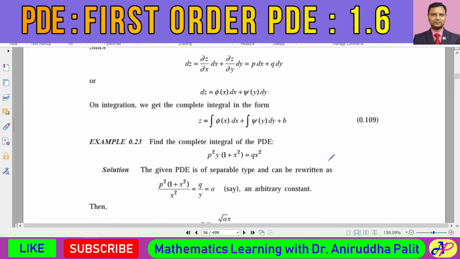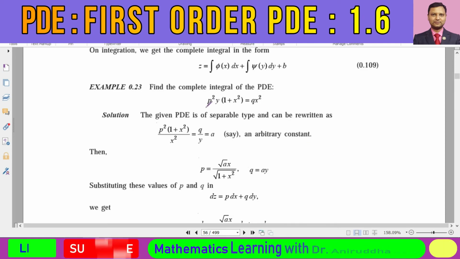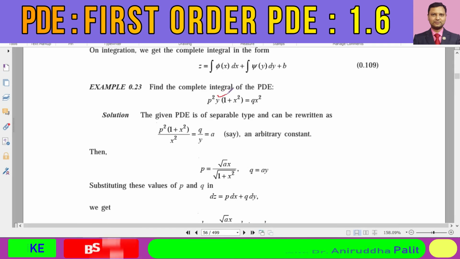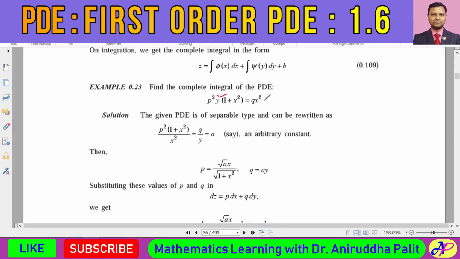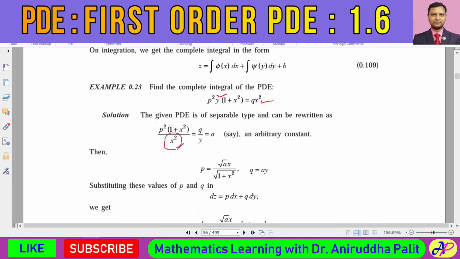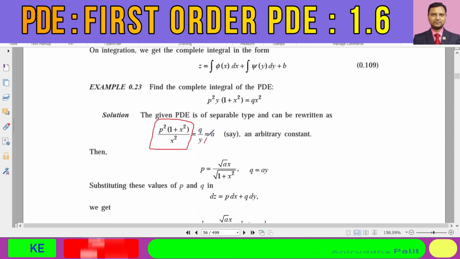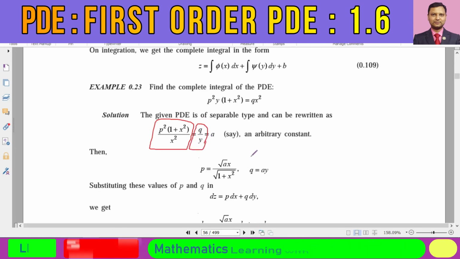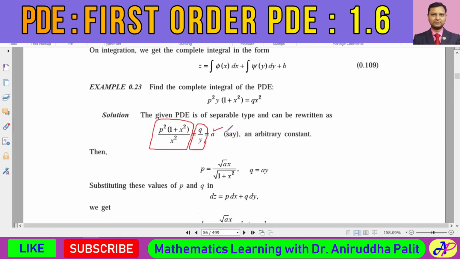So let's discuss an example over here. This is a given differential equation. Now you see, in this differential equation, if we divide the total differential equation by y and then by x square, by cross multiplication, this x square will come over here and this y will come over here. So now if we look at the left hand side, this is an expression involving p and x, and this is an expression involving q and y. We assume that this value is equal to some constant a.